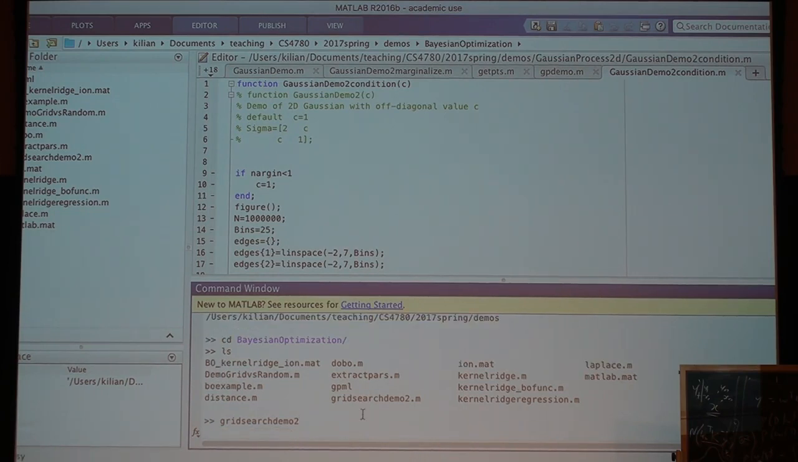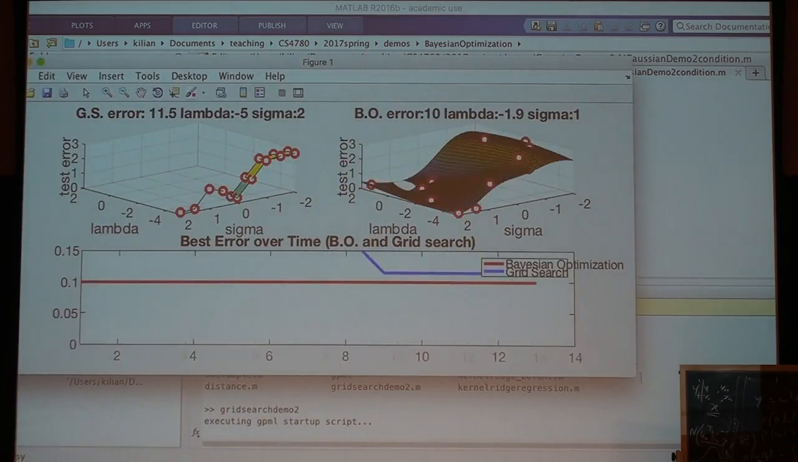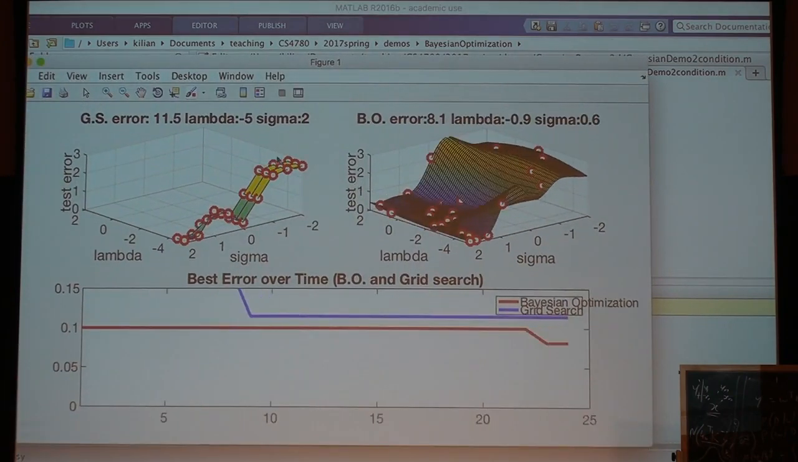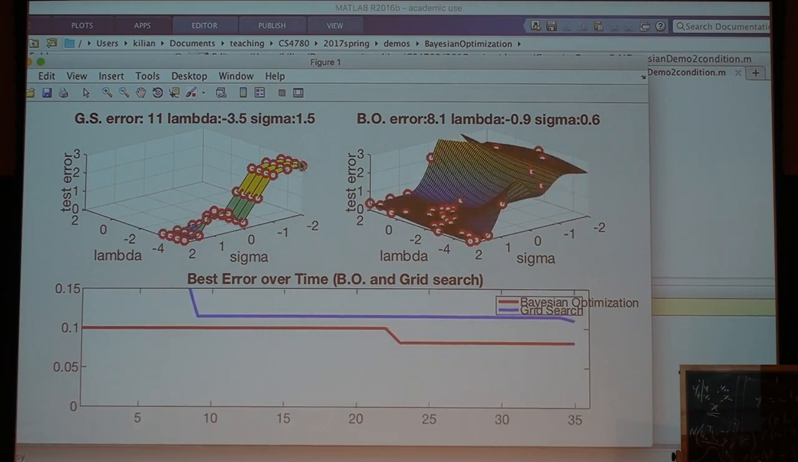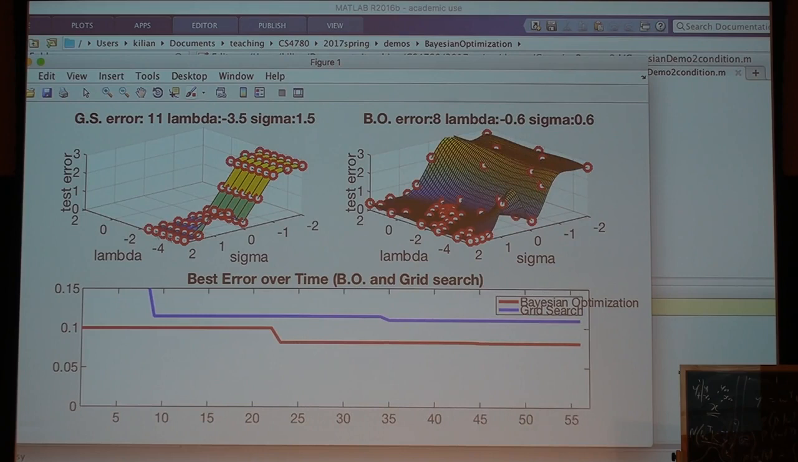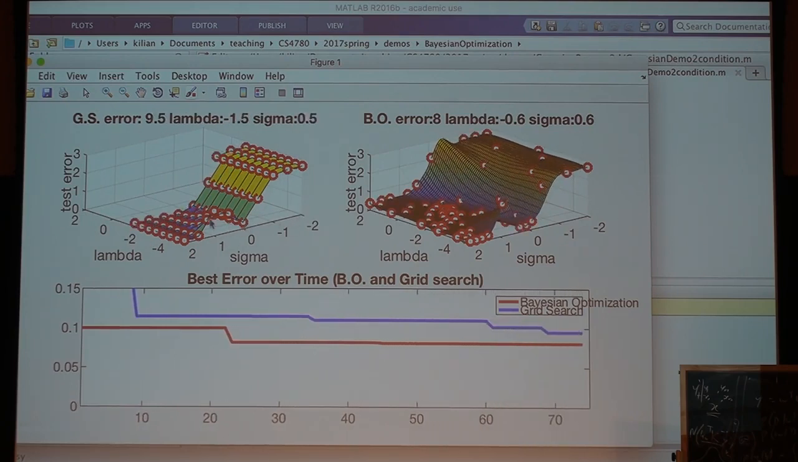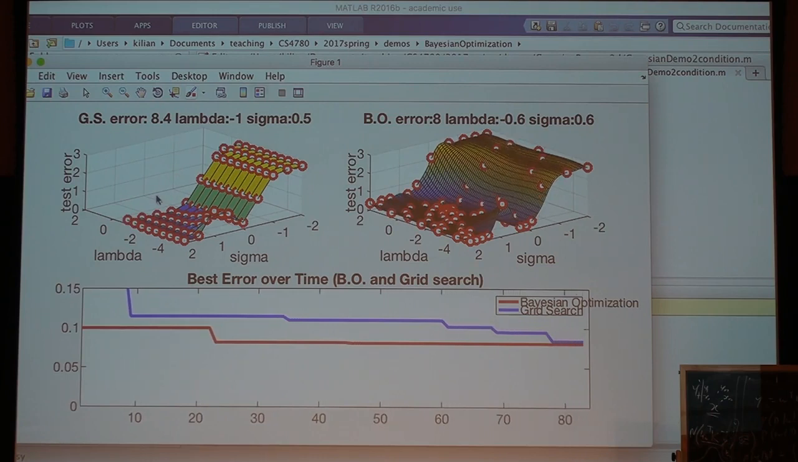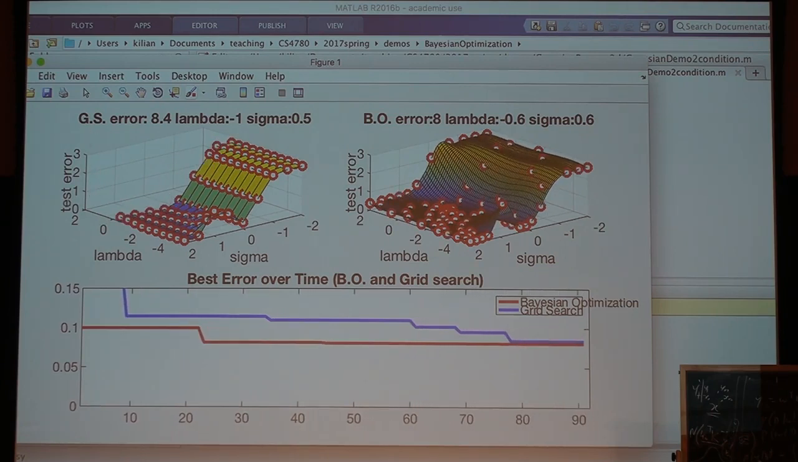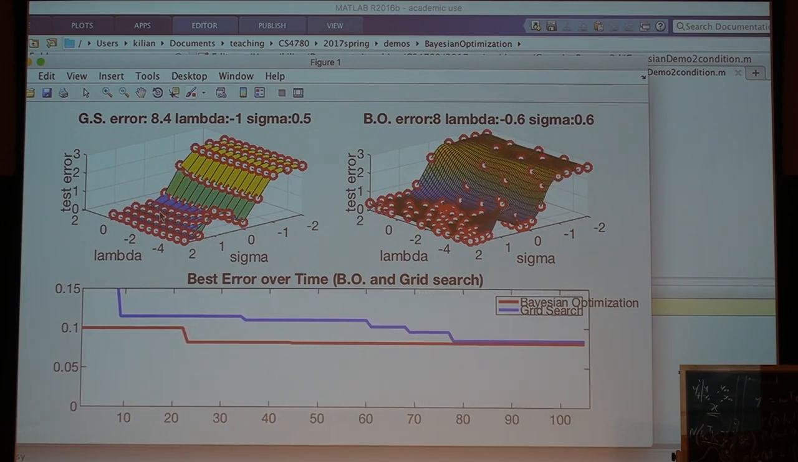So here is my demo, and what you see here on the left is my grid search. I'm trying every possible combination of sigma and lambda. This is my regularization value, and this here is my kernel width. One by one, I'm trying these different values out, and what you see here is the test error, or the validation error. I'm trying to find the setting that gives me the lowest validation error.